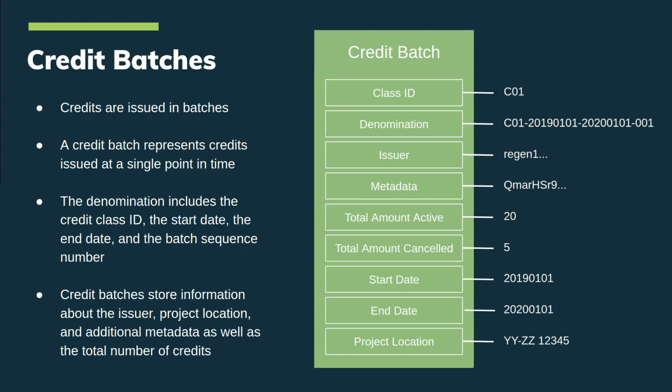Then it also includes the start and end date, which is included in the denomination, as well as the project location. And the project location is constructed from the country code, the subnational code, and the postal code. And it's following the ISO 3166-2 standards. But all that information is included in each credit batch. And yeah, I think that covers this slide.